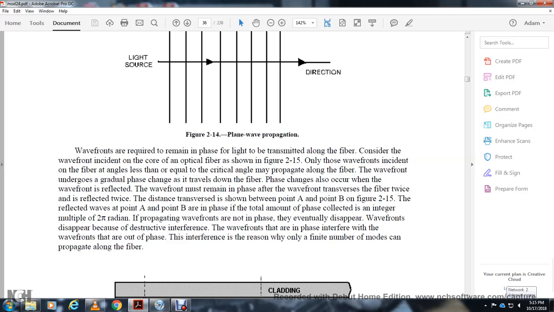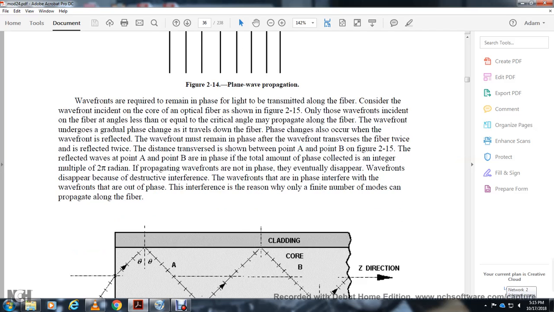The reflected wave at points A and B must have a total amount of phase change that is a multiple of 2 pi radians, otherwise the propagating wave is not in phase. Such wavefronts eventually disappear because of destructive interference. The wavefronts interfere with the wavefronts of the outer phase. This is the reason why only a finite number of modes can be propagated along the fiber.